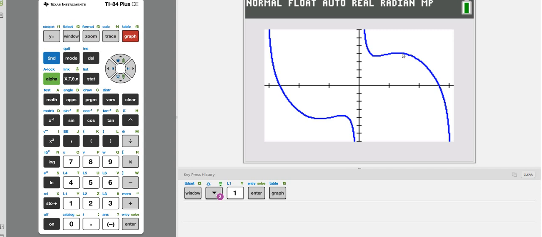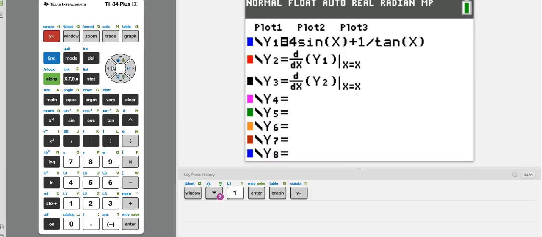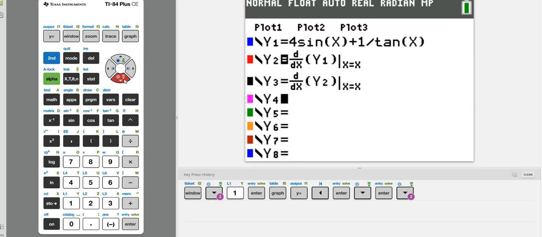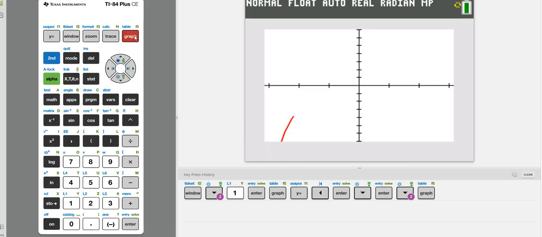The derivative, right? So let's actually move past this and look at the derivative. So I'm going to shut off the graph of the function. I don't want to get myself confused. and come down and turn on the graph of the derivative. So just press enter on y2, the equal sign for y2. When you're ready, press the graph key and bam.